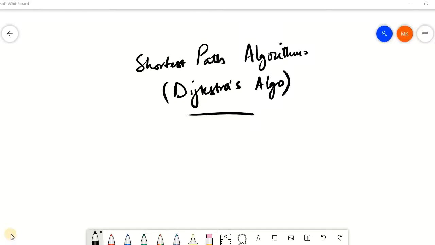Hello everyone. In this video we are going to talk about the shortest path algorithms and Dijkstra's algorithm in particular. But before we get into the working of the algorithm, it's very important to understand what shortest path algorithm means and what are the possible applications of such an algorithm.